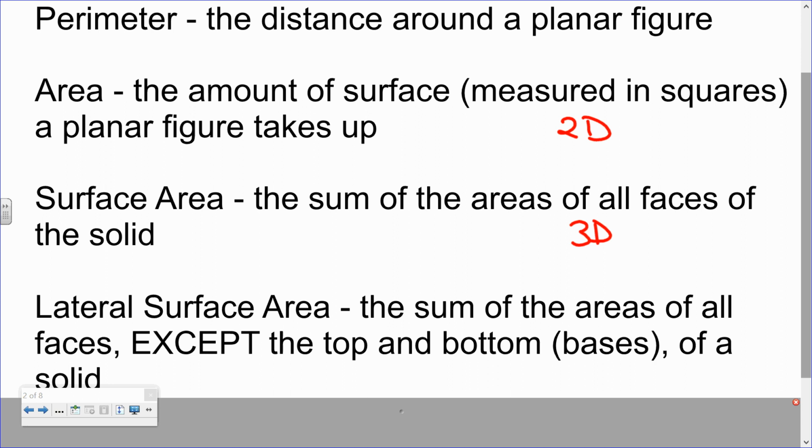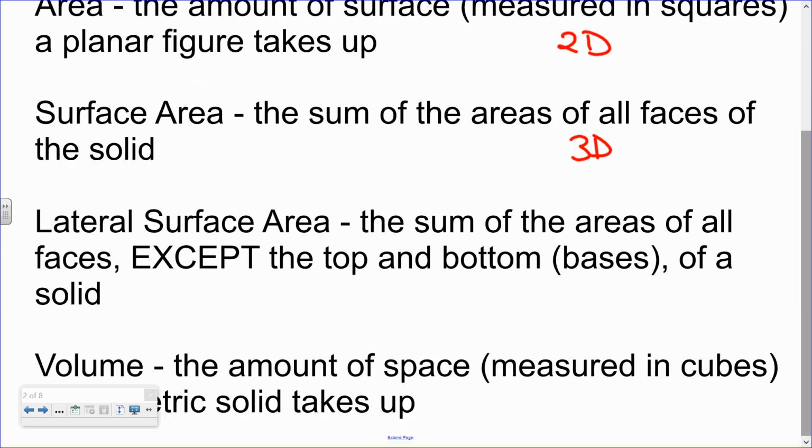Lateral surface area, you don't count the base. So lateral surface area is a part of the total surface area. If you take lateral surface area plus the area of the base or bases, like a pyramid or a cone just has one base, but a cylinder or a prism would have two bases. You could turn it so it has a matching top and bottom.